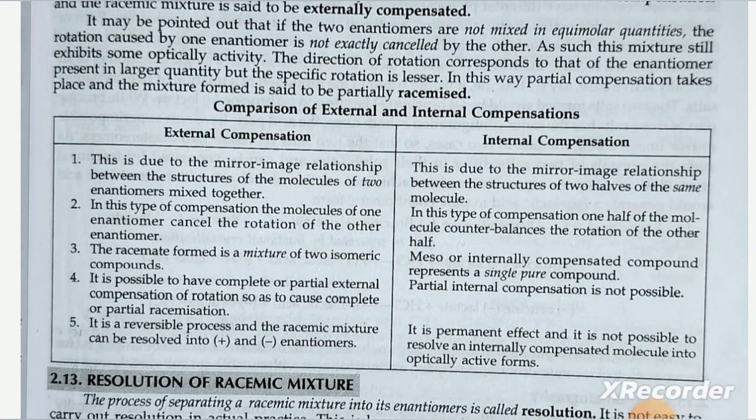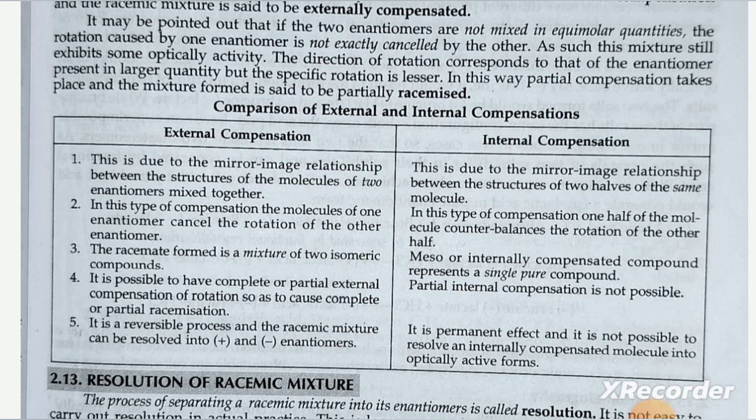External compensation is due to the mirror image relationship between the structure of molecules of two enantiomers mixed together. Internal compensation is due to the mirror image relationship between the structure of two halves of the same molecule. In external compensation, the molecule of one enantiomer cancels the rotation of the other enantiomer, whereas in internal compensation, one half of the molecule counterbalances the rotation of the other half.